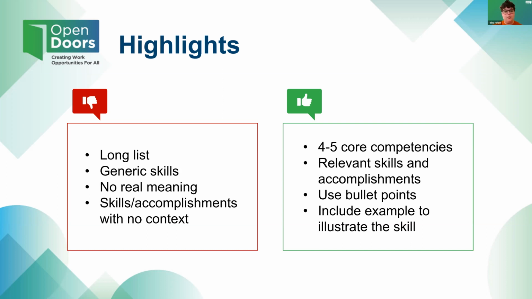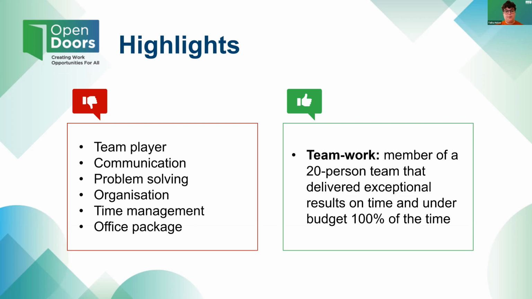So don't write a long list of generic skills without real meaning. And don't include skills and accomplishments without any context. So what we recommend you do is that you choose 4 to 5 core competencies. So those are relevant skills and accomplishments. Use bullet points and include an example to illustrate the skills. So what do I mean by that?